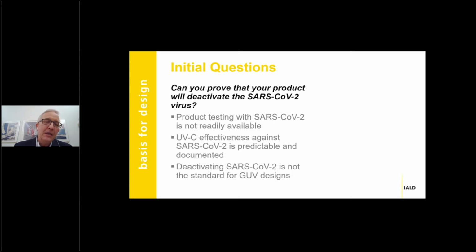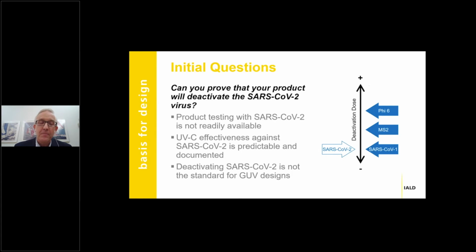Frankly, proof that a UVC lamp or product can deactivate SARS-CoV-2 is, as one expert put it, quite uneventful, especially when we consider what we might expect a GUV system to accomplish overall. And the emerging data suggests that it's easier to deactivate SARS-CoV-2 than other well-known viruses of concern. This suggests that other viruses, such as MS2, probably represent a better benchmark for disinfection than the deactivation of SARS-CoV-2.